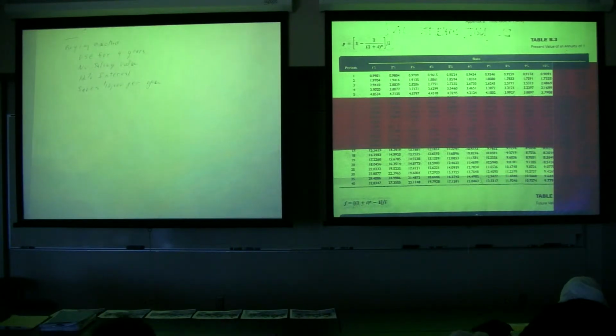And again, are we looking for a single amount or an annuity? It's an annuity because it saves you $10,000 per year. You're looking for a future value or present value? You're looking for a present value. Okay?